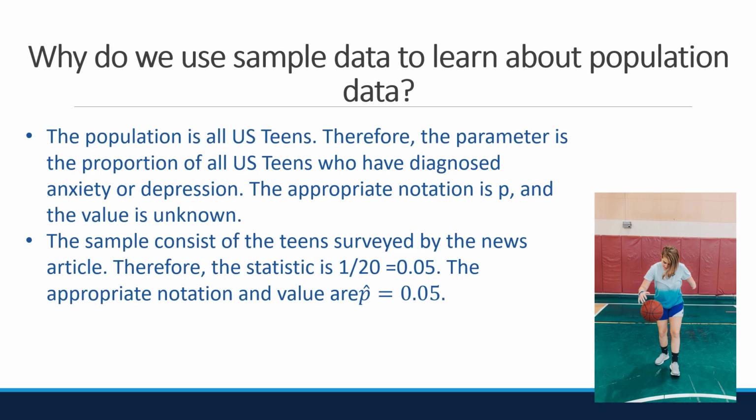The sample consists of teens surveyed by the news article. Therefore the statistic is 1 out of 20, or 0.05. The appropriate notation and value are p hat equal to 0.05.